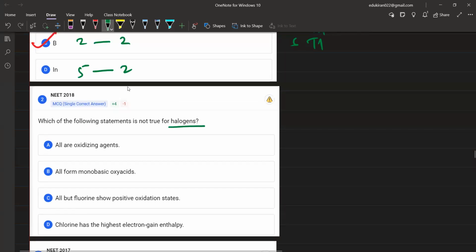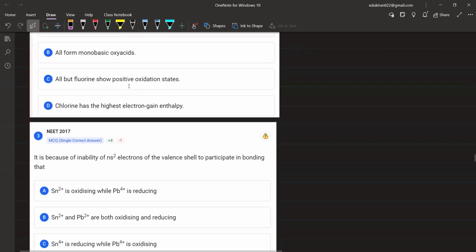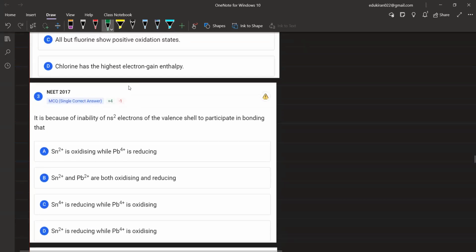So ये सारी चीजें आप लोग किससे कर पाइएगा? After you read the notes, you must have got the notes, ठीक है। उनको पढ़ के फिर आप बाकी जहाँ पे ट्राई कर लीजिएगा, ठीक है। देखिए अब like these are again simple questions. It is because of the inability of ns2 electrons of the valence shell to participate in the bonding that Sn2+ is oxidizing with Pb4+ is reducing. इन सब के बारे में आपको बताना which of the following is true, ठीक है। ये वाला बताइए तो जरा, this is actually easy, इसके बारे में हम लोगों ने पढ़ा भी है, inert pair effect के बारे में। यहाँ पे I am making this, this is going to be what?